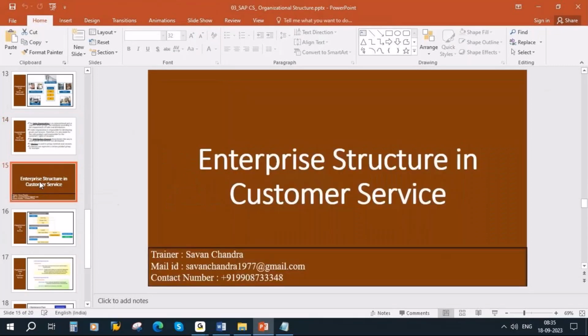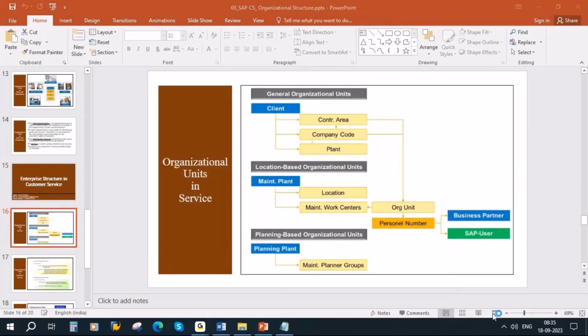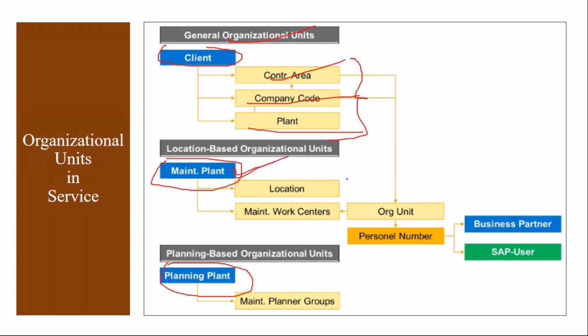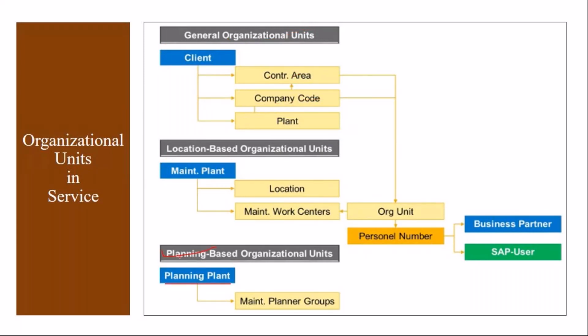After this we will move on to the enterprise structure in customer service. The enterprise structure in customer service basically falls into these. Normally the general organizational units we will be using anyhow: client, controlling area, company code, and plant. These are common. On top of that, for customer service we will be using maintenance plant and planning plant. The maintenance plant is the plant where your equipments and technical objects are located, and the planning plant is the plant where you carry out planning activities. So planning plant is a planning based organizational unit, whereas maintenance plant is a location based organizational unit.